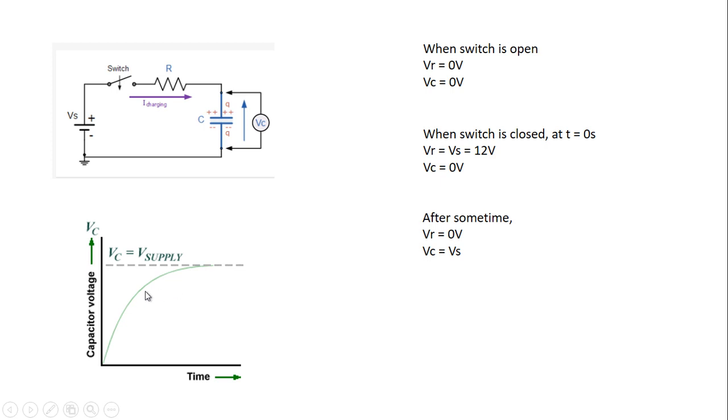To know how much time this is, we are representing this graph in the form of an equation. If we represent this graph in the form of an equation, we get Vc is equal to Vs multiplied by 1 minus e raised to the power minus t upon RC. This Vs is the supply voltage, this e is the inverse of natural log, and this t is the time, our independent quantity, and this RC is the product of R into C.